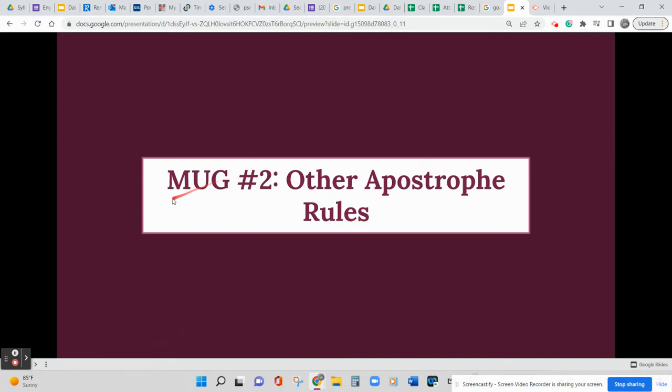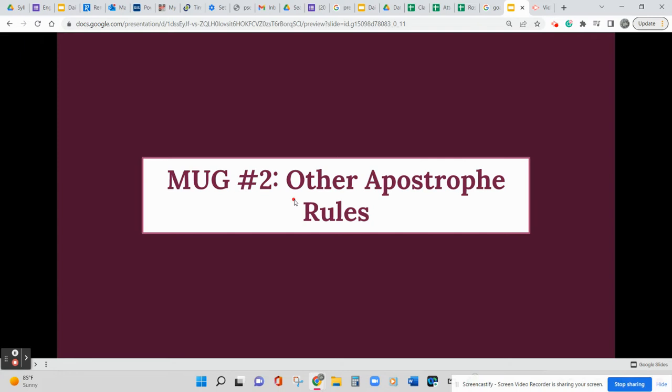So today we're going to be talking about mug number 2. We're going to take notes on other apostrophe rules. Last time you and I got together, we talked about the basic rules of possession when it comes to apostrophes, because the number one role that apostrophes play in grammar is to indicate possession. But there are other special rules that also kind of apply to apostrophes.